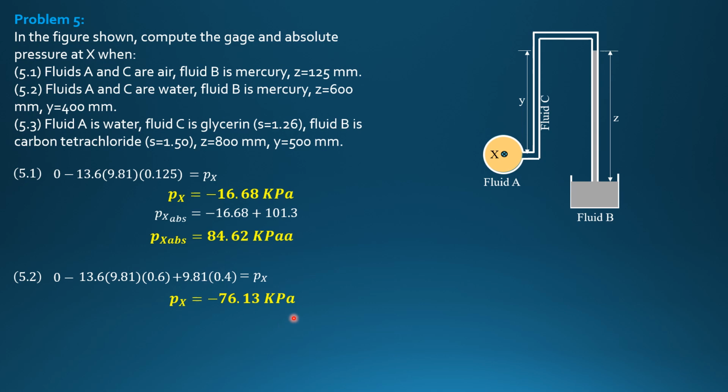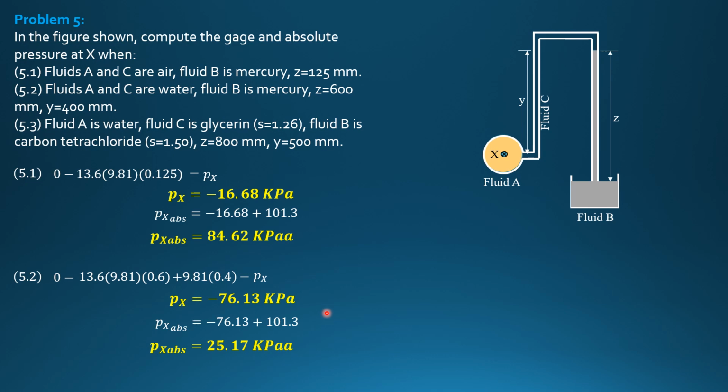The absolute pressure at X is negative 76.13 plus 101.3. So the absolute pressure at X is 25.17 kilopascals.